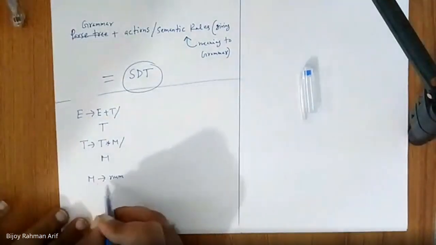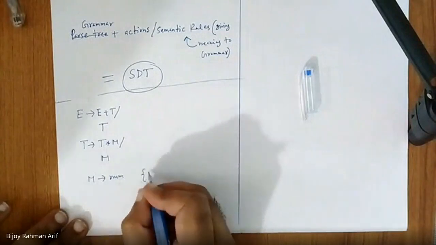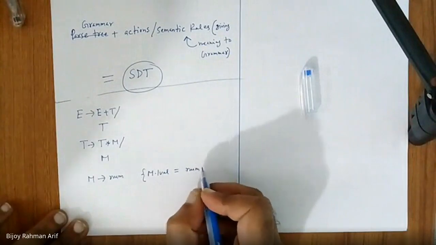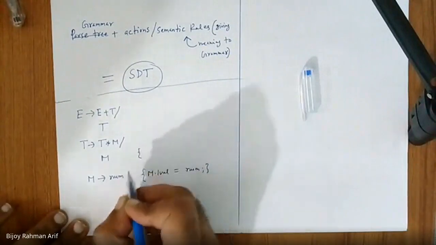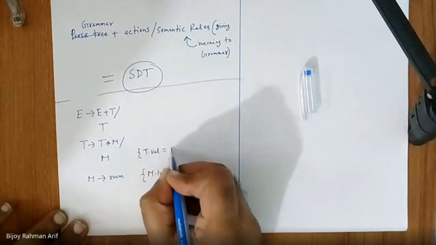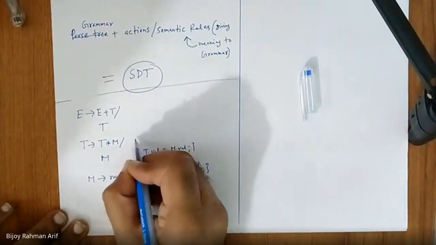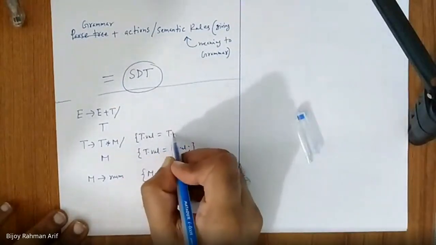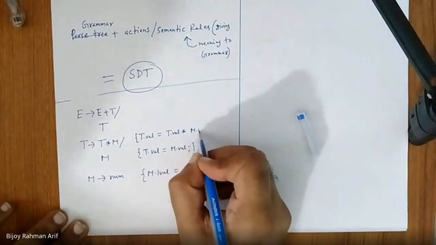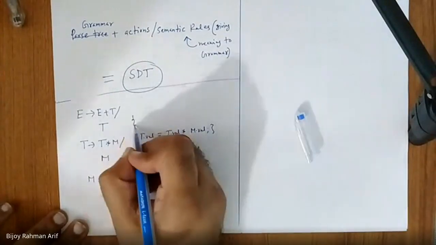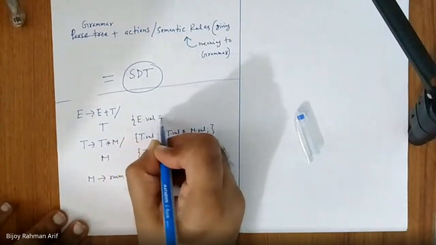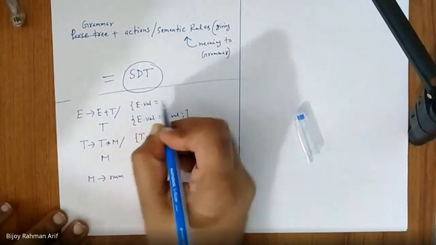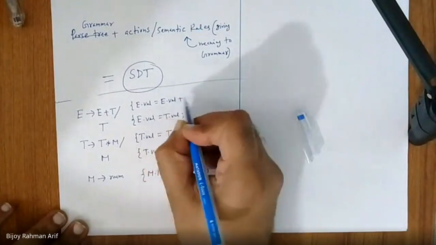So in this case, what would be the action? The action would be M dot val is equal to num. Here, T dot val equal to M dot val. Here, T dot val is equal to T dot val star M dot val. Now, what is the action here? E dot val is equal to T dot val. And here, E dot val is equal to E dot val plus T dot val.